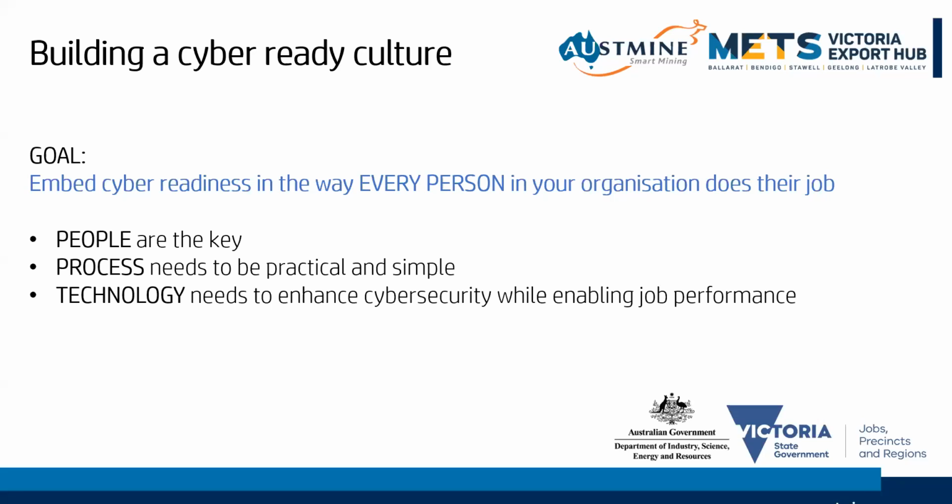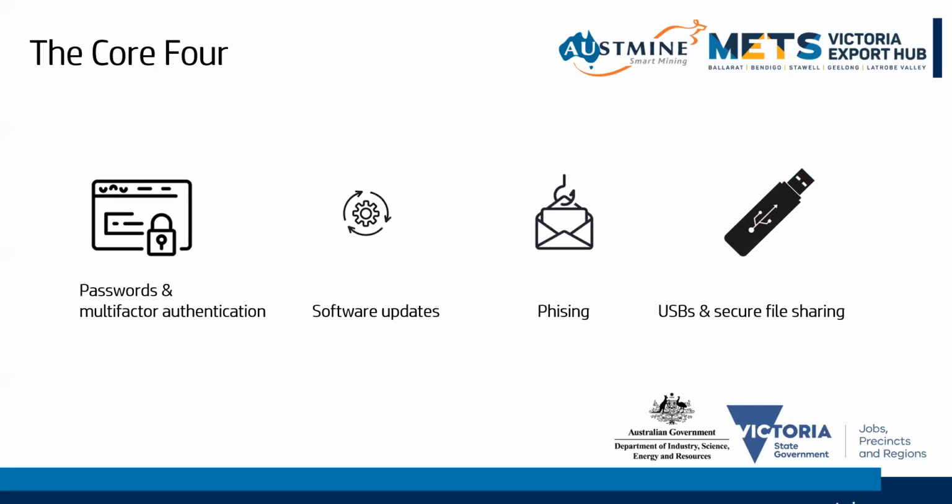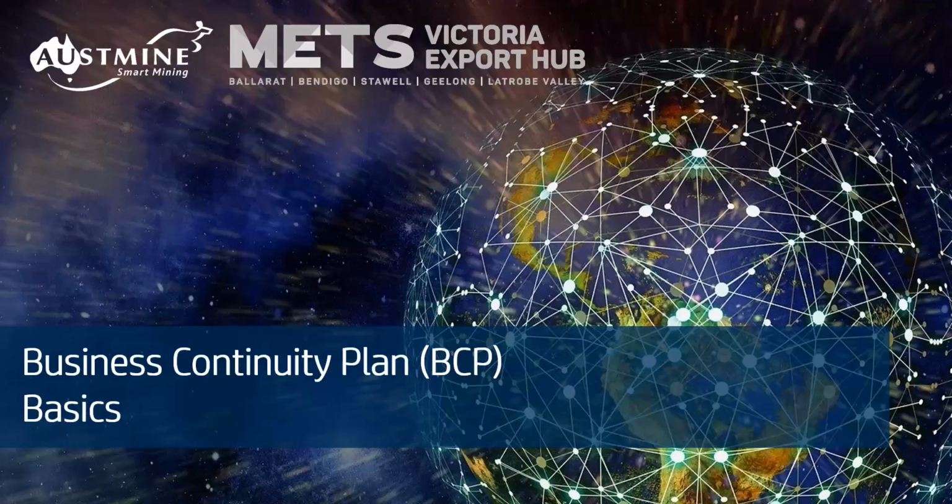Processes need to be practical and simple, and technology needs to enhance cybersecurity while also enabling job performance. And it all hinges around the core four: passwords and multi-factor authentication, software updates, phishing, and USBs and secure file sharing. If you take care of the core four, the rest pretty much takes care of itself.